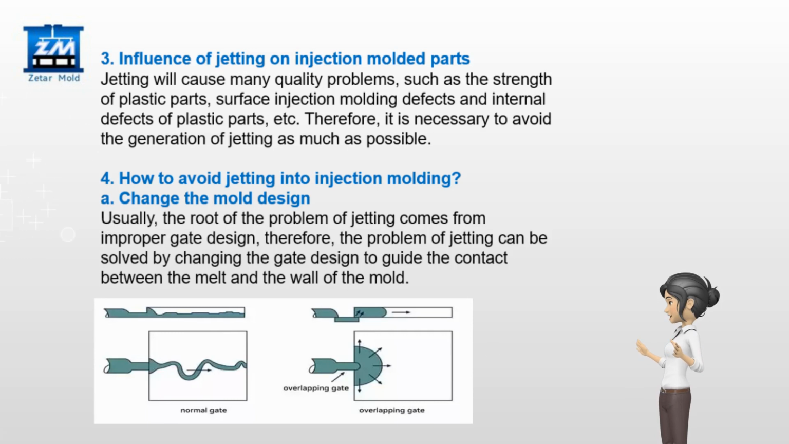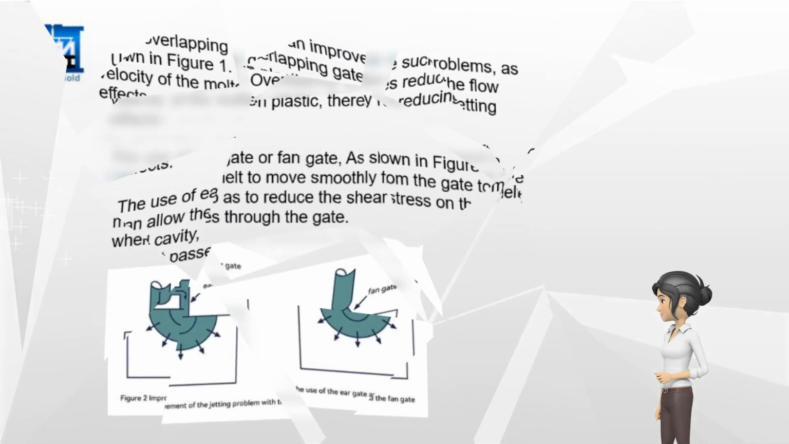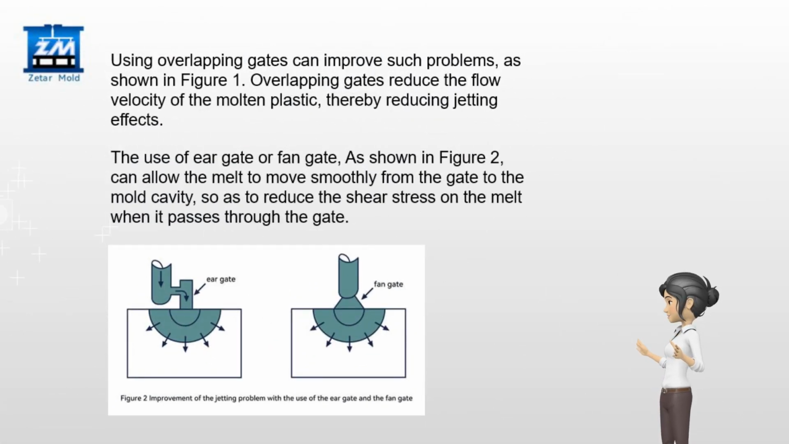A. Change the mold design. Usually, the root of the problem of jetting comes from improper gate design. Therefore, the problem of jetting can be solved by changing the gate design to guide the contact between the melt and the wall of the mold. Using overlapping gates can improve such problems, as shown in Figure 1. Overlapping gates reduce the flow velocity of the molten plastic, thereby reducing jetting effects.